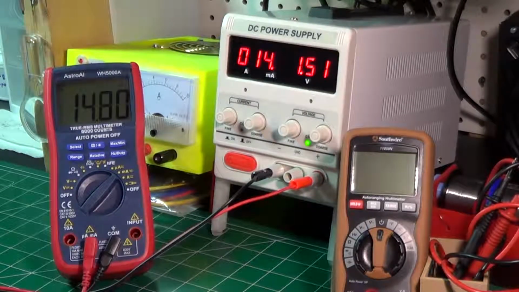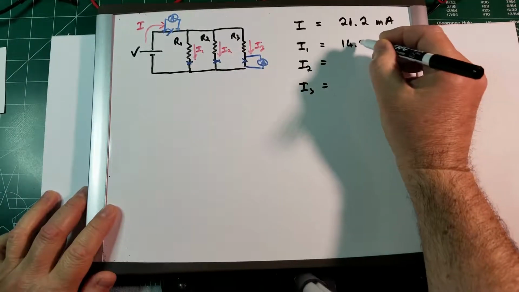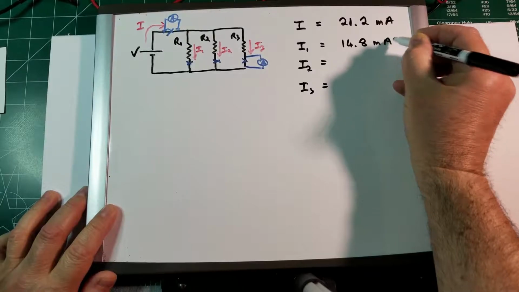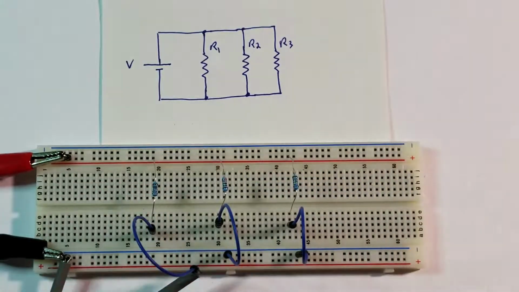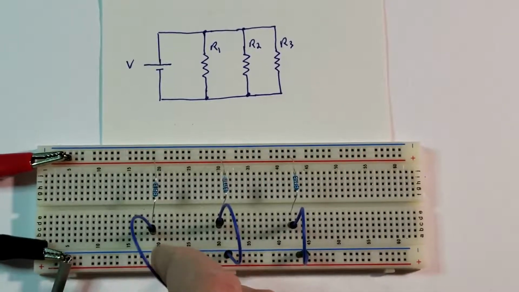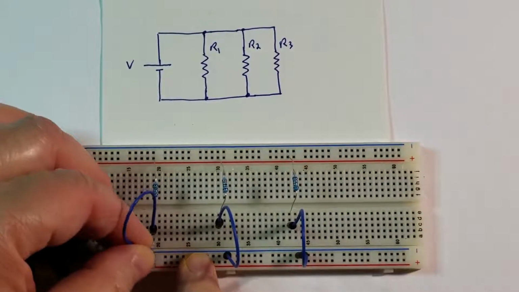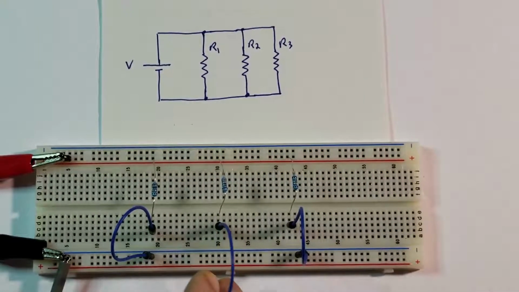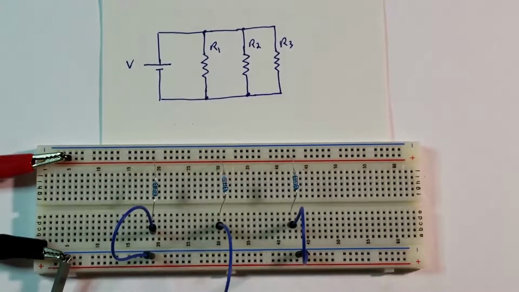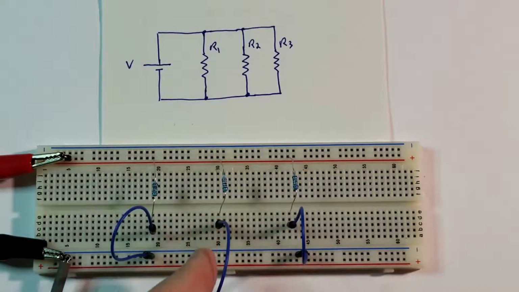Let's write down this value too. The measurement just taken is about 14.8 milliamps, and this is the one that flows through resistor R1. Now let's measure the current in the second resistor. So we have to disconnect the ammeter from here, put that resistor back to the negative rail. This time we will disconnect the second resistor from the negative rail, and we will attach the ammeter right over there. So now the current measured by the ammeter is the one that passes through the second resistor.